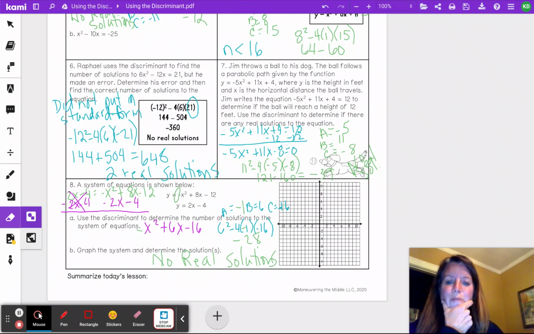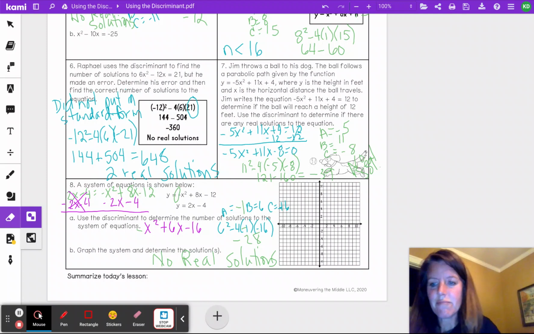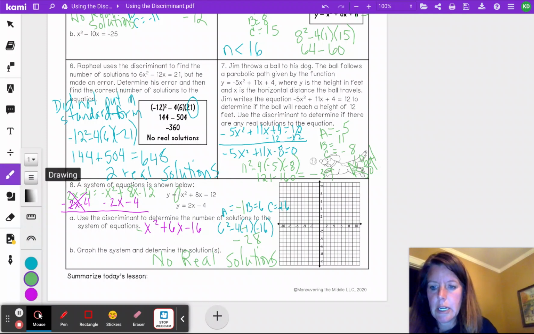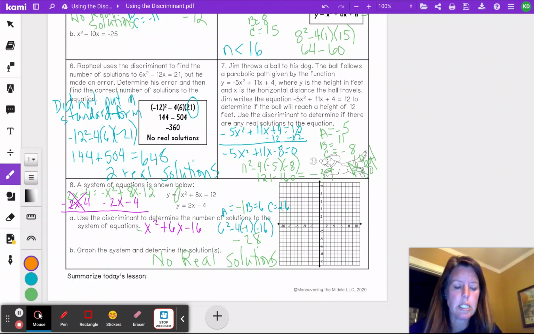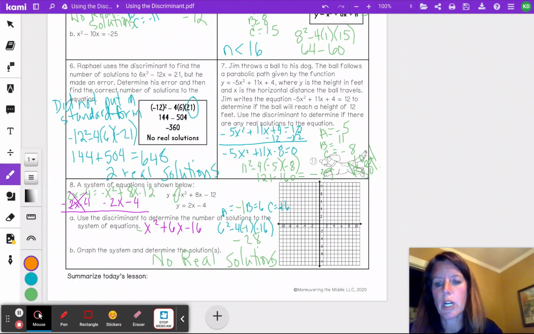Oh, I see. I see it right away. Hopefully somebody out there found it and is screaming at me from your computer. That should be minus 2x and that should be plus 4. So negative 12 plus 4, that is negative 8. I'm so sorry, guys.